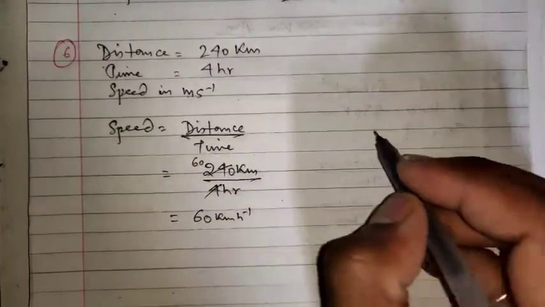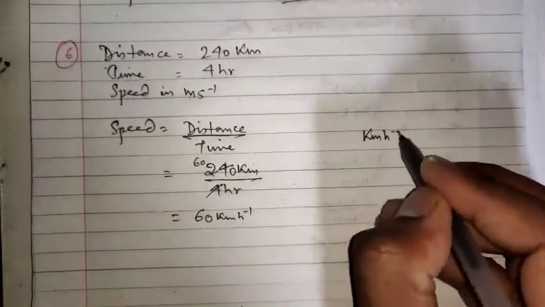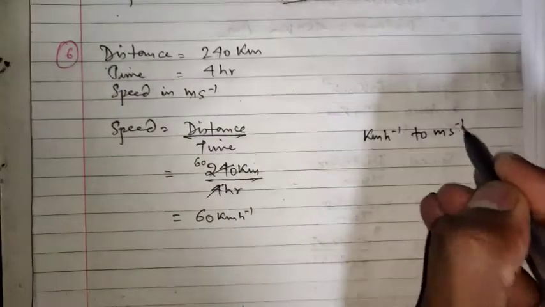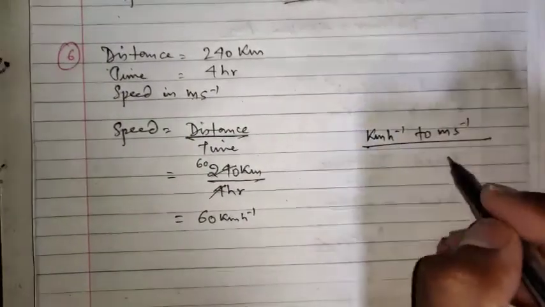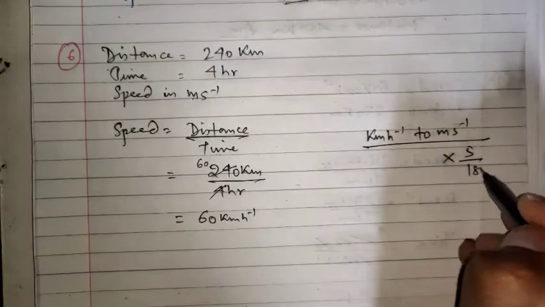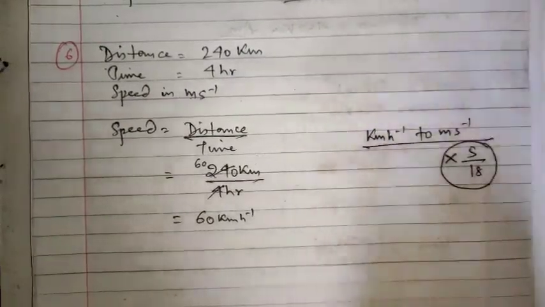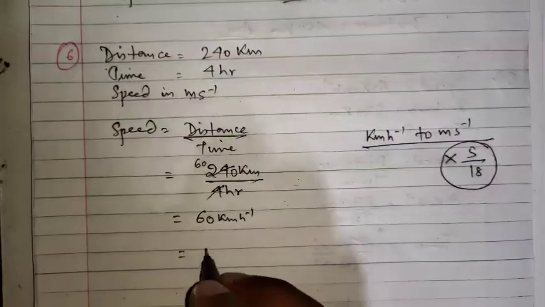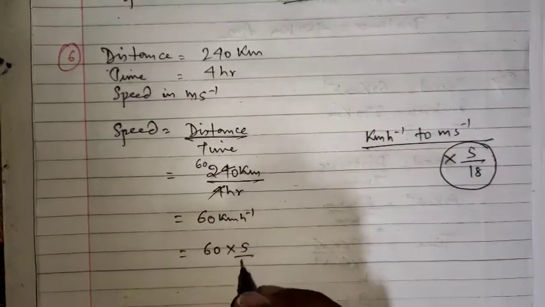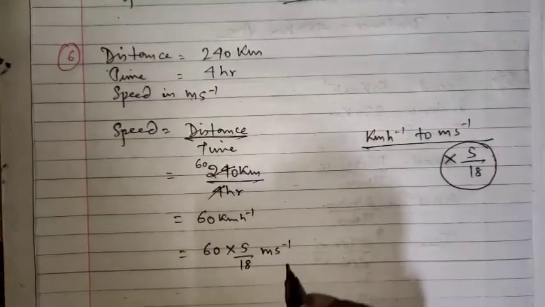So for converting from kilometer per hour to meter per second, what will we do? We will multiply it by 5 by 18. We have to multiply the speed by 5 by 18. It means 60 into 5 by 18. This will be meter per second.